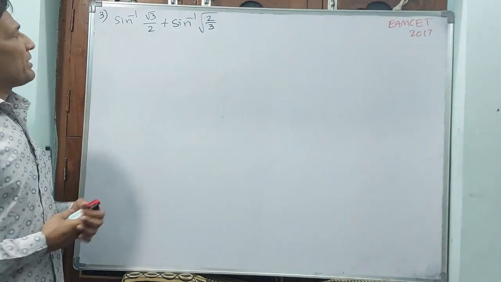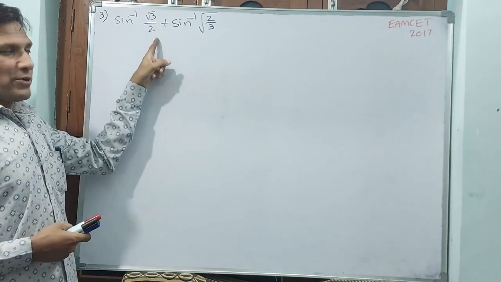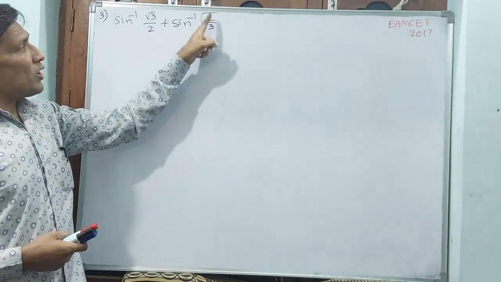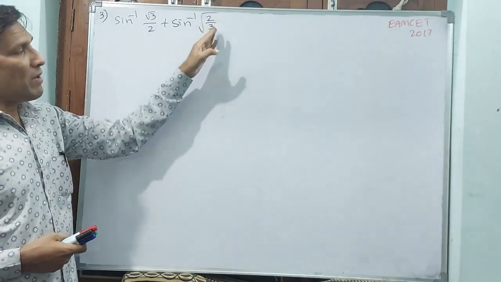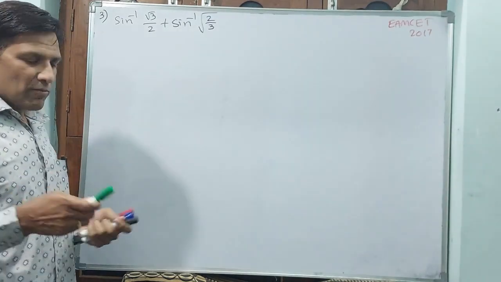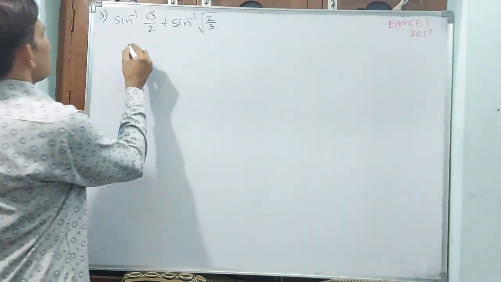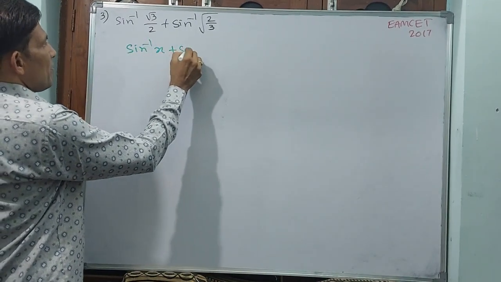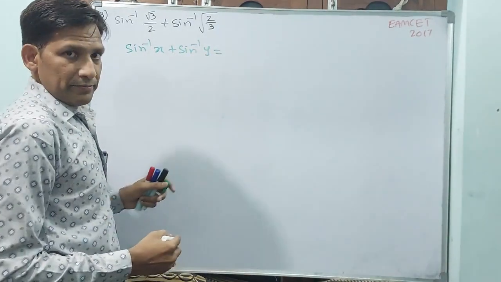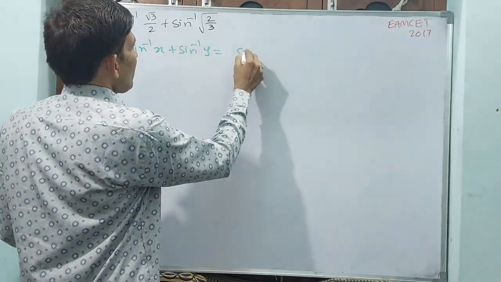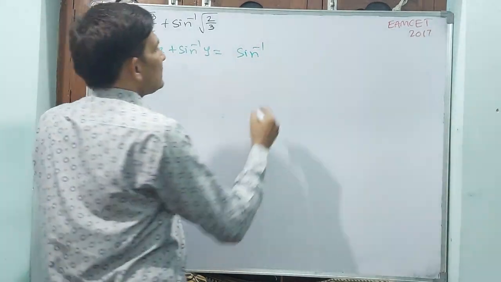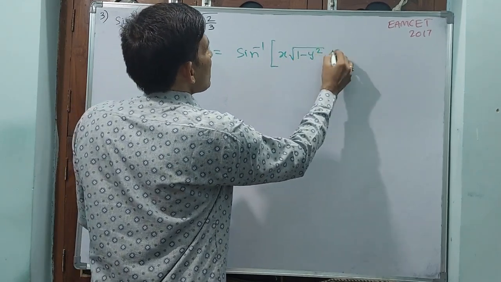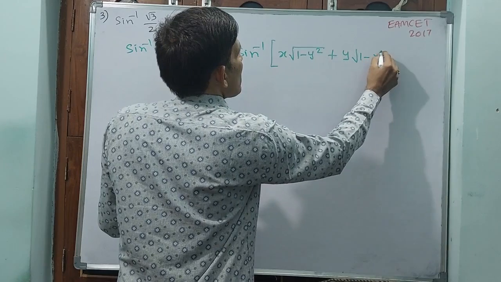See, question number 3. Sin inverse of root 3 by 2 plus sin inverse of square root of 2 by 3, that means root 2 by root 3. See, one formula I want to write. Let us understand first this formula. Sin inverse of x plus sin inverse of y is equal to sin inverse of x into square root of 1 minus y square plus y into square root of 1 minus x square.